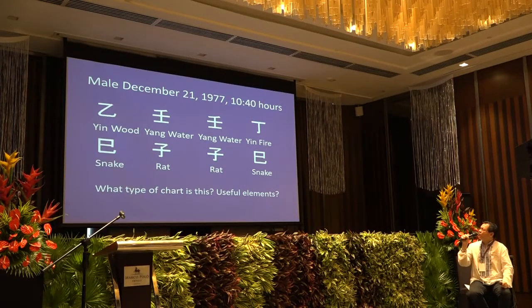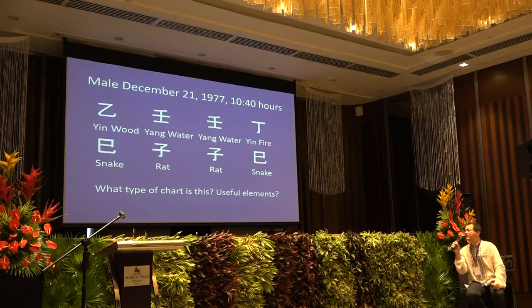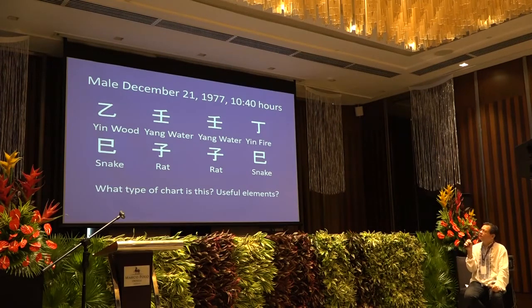So what would be the useful elements? When you're a competitive chart, you need to control your competitors. So what are the ways of controlling your competitors? Number one, you use the power element, which is earth for this man. Actually, the output element will be number one because you're draining him softly. So number one is wood and number two is earth.